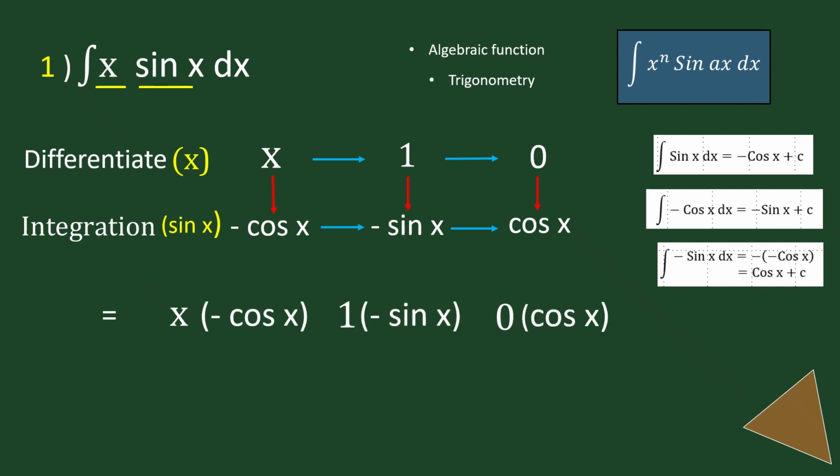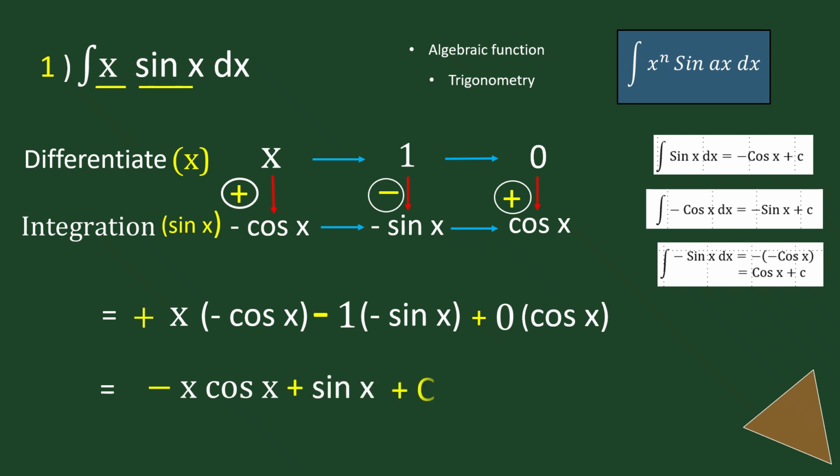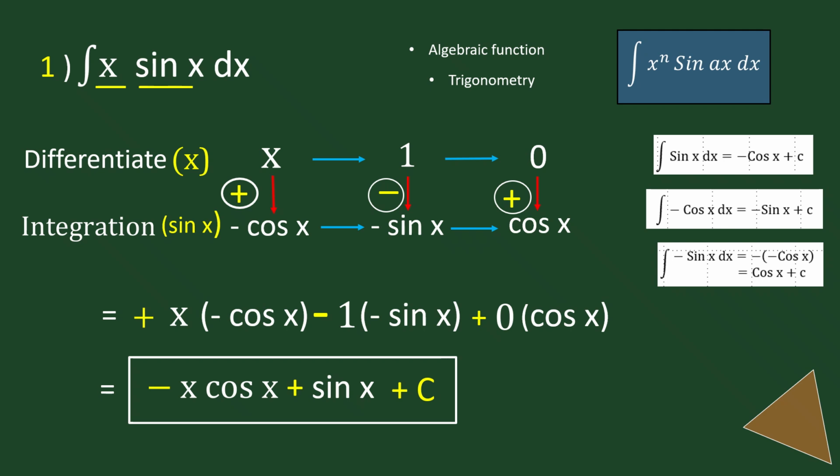Apply alternate signs, plus, minus, plus, and so on. So, we get, finally, add plus c at the end. Minus x cos x plus sin x plus c. And that's your final answer.